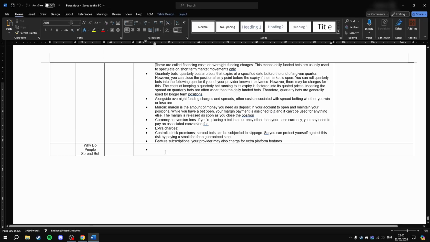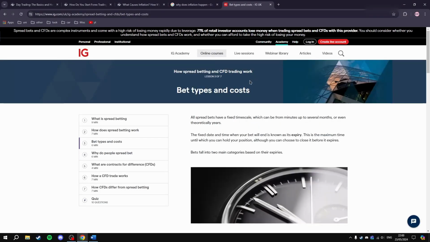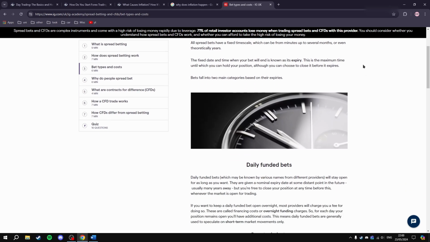So in the last episode we finished off bet types and costs. All spread bets have a fixed time scale which can be from minutes up to several months or even theoretically years. The fixed date and time at which your bet will end is known as its expiry. This is the maximum time until which you can hold your position, although you can choose to close it before it expires. So bets fall into two main categories based on the expiry.